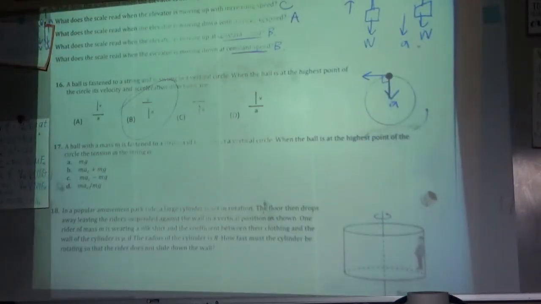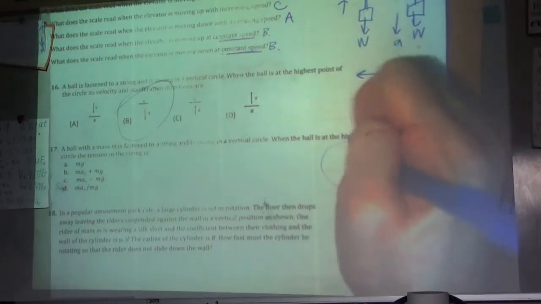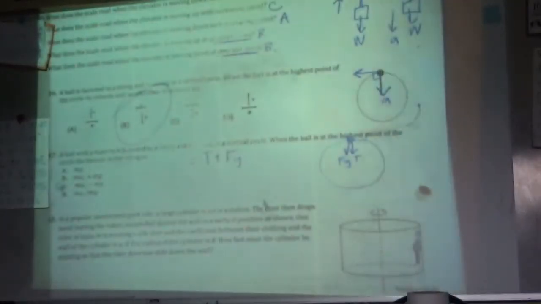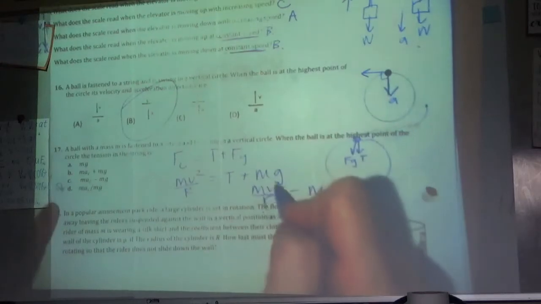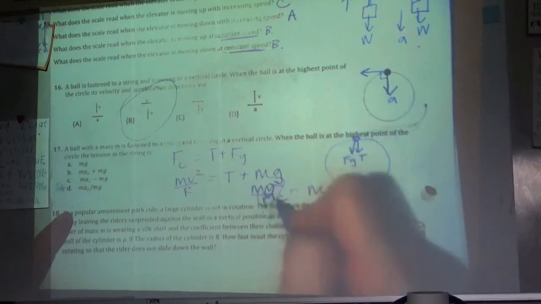Ball of mass M is fastened to a string and swung in a vertical circle. At the highest point, you would have both tension and you would have the force of gravity. So the two of those together would give you your net force, and the net force for something moving in a circle is just called the centripetal force. Centripetal is mv squared over r, tension plus mg, so you would just subtract this over: mv squared over r minus mg. You'll notice it doesn't have it in terms of mv squared over r, it has it in terms of mac, which is fine because centripetal force is mv squared over r, so you can just call this ac. So mac minus mg would be my tension, so C.